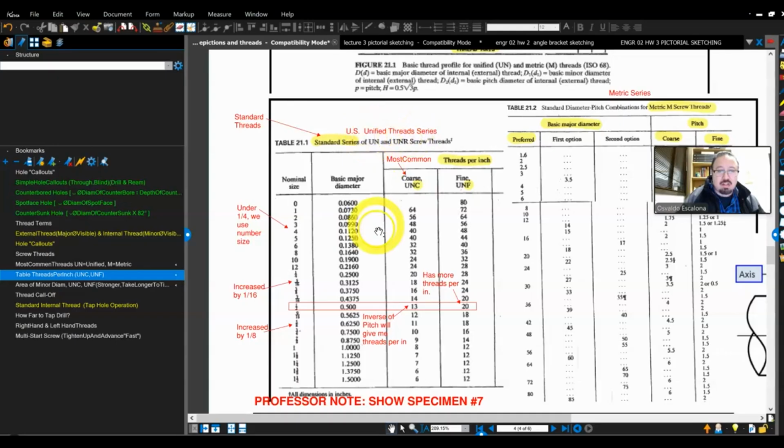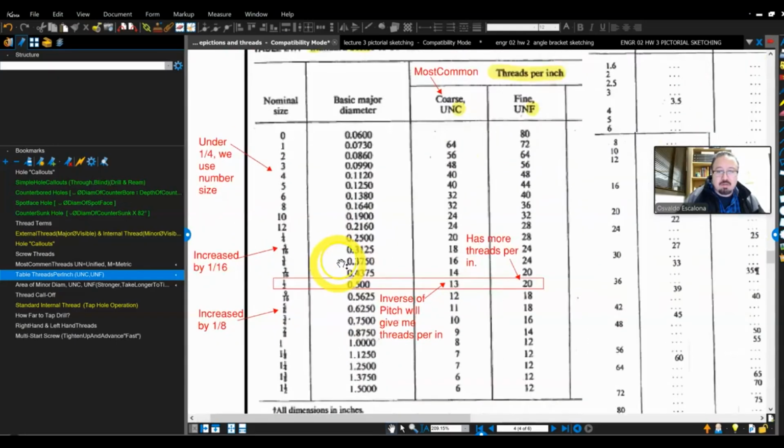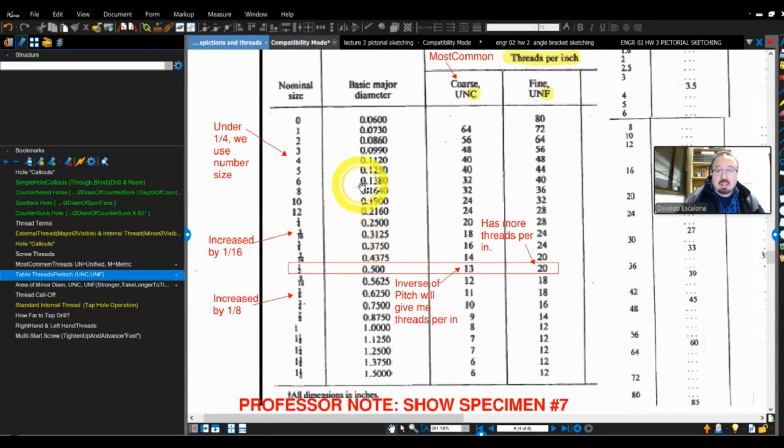So I give you guys a table, and this table is telling you the standard series for the unified national threads. If you look at it, you will notice that below a quarter of an inch, you will have a number. So every time you see a thread that is number 1, number 2, number 3, number 4, they're actually talking about major diameters that are below a quarter of an inch.